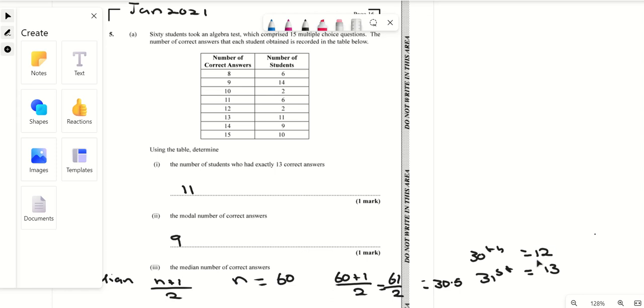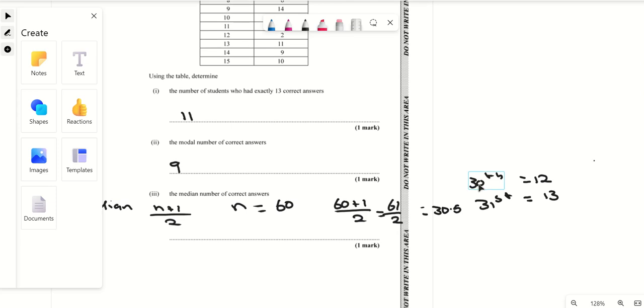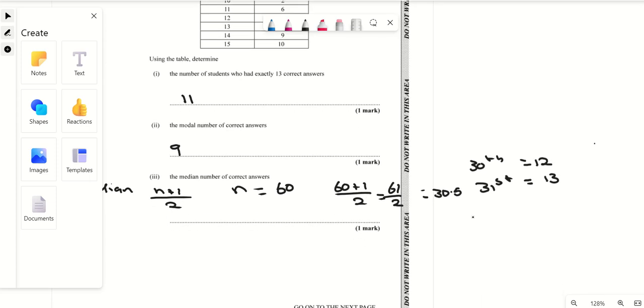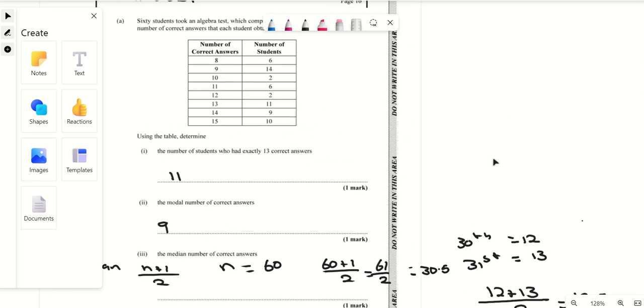So your 30th student got 12 and your 31st student got 13. Right? Because if you add 30 plus 31 and you divide by 2, you're going to get 30.5. So your median now is the middle, which is 12 plus 13 divided by 2, which is 12.5. So my median number of answers is 12.5. Yeah, so that is how you would do this question. Well, part 2, to find the median.